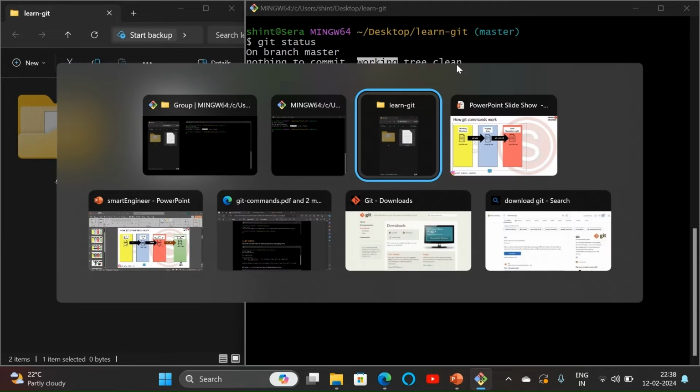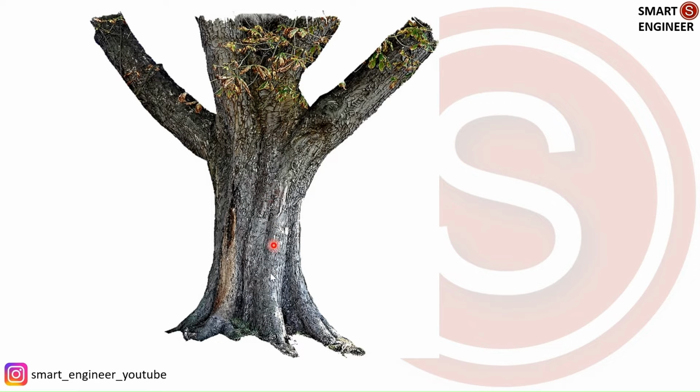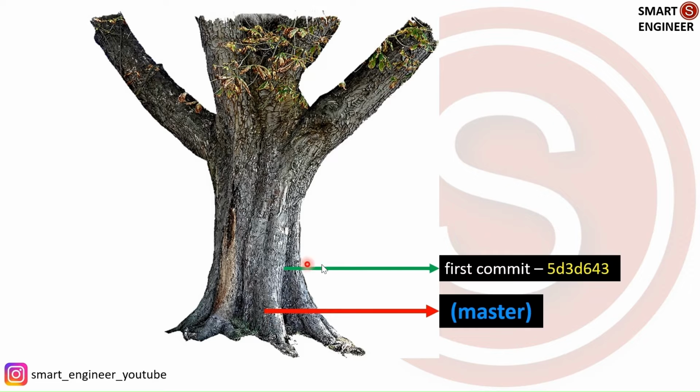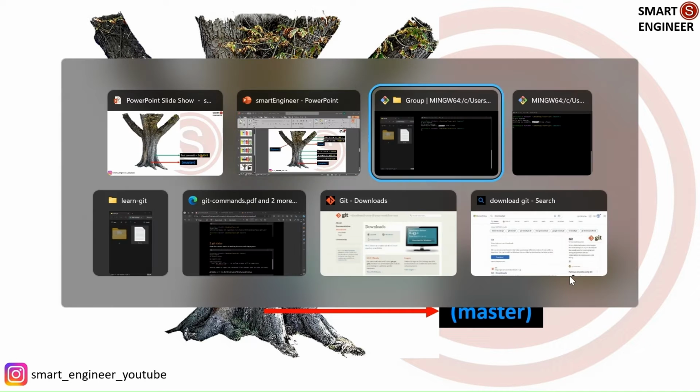So Git is behaving like a tree. The main branch is called the master branch. Initially, when we add a file, we will do a commit. So a first commit will be generated. So for every commit, there will be a unique hash code also. So whenever we are doing a commit, we will be doing it on the master branch. When we add a file, we will do a commit and that commit will be done on the master branch.